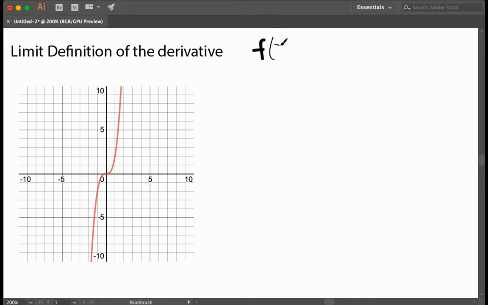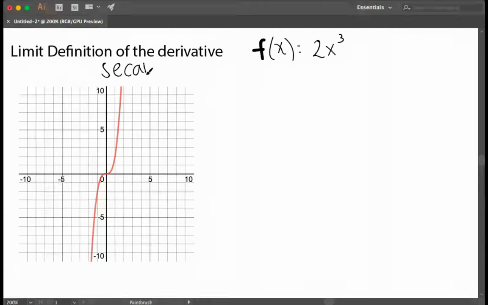Okay, so say we have f of x is equal to 2x cubed, and we want to find the derivative, which is a function that will tell us the slope at any point. So in order to find slope, first we're going to think about finding the slope of a secant line.